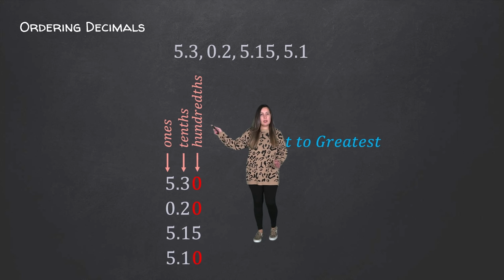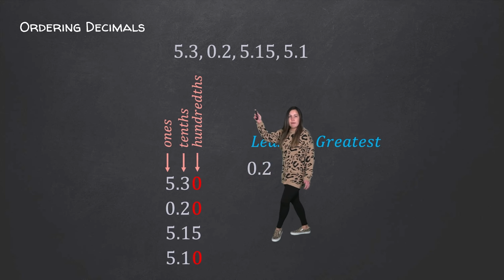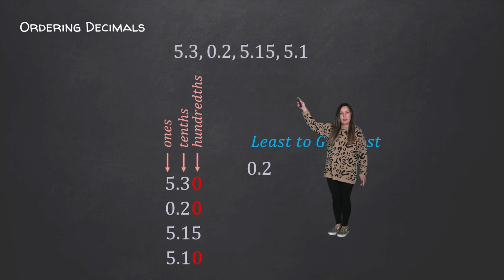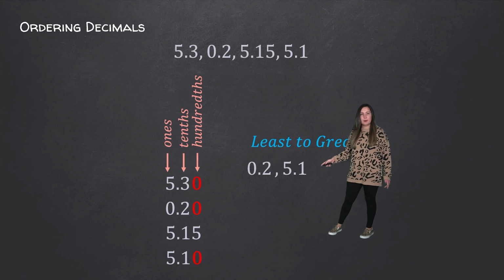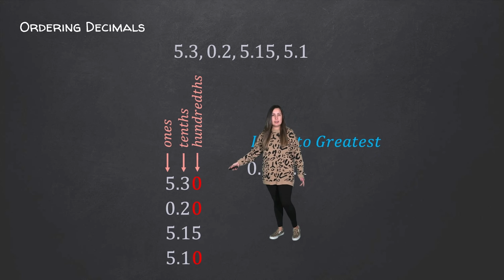And now let's look at the hundredths place to see which number on the bottom is the smallest. So we have a 5 and we have a 0. So that automatically makes 5 and 1 tenth the next number, okay? And so we're going to look at 5 and 3 tenths and 5 and 15 hundredths.